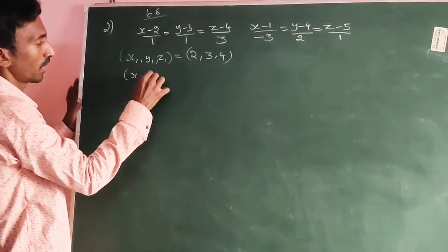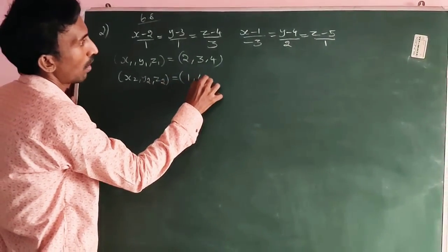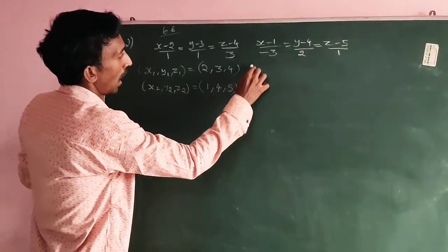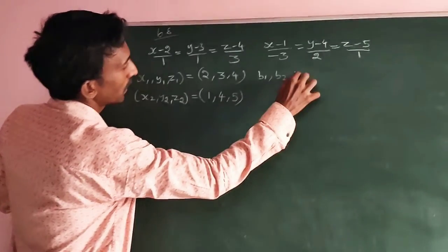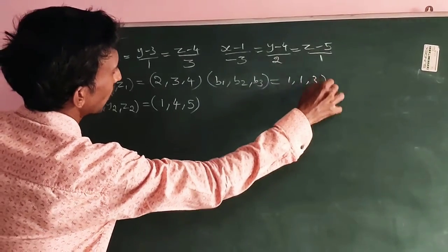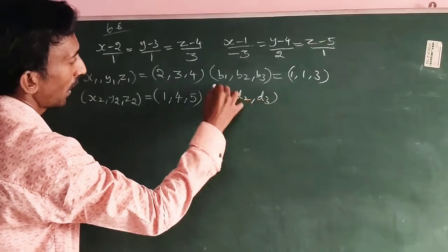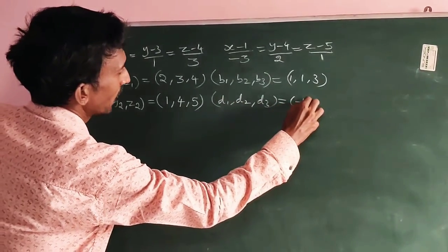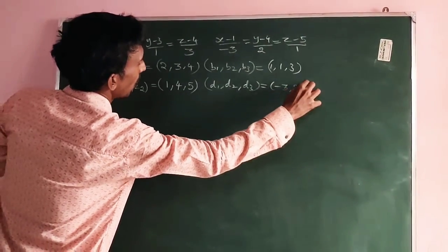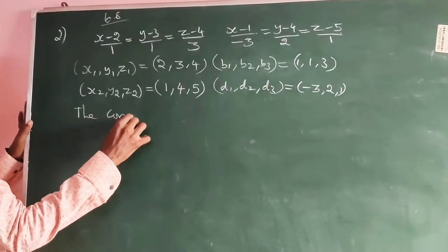Similarly, x2, y2, z2, just change the sign: 1, 4, 5. And b1, b2, b3 is, look at the denominator, 1, 1, 3. d1, d2, d3, again from the second one, is minus 3, 2, 1. Okay.